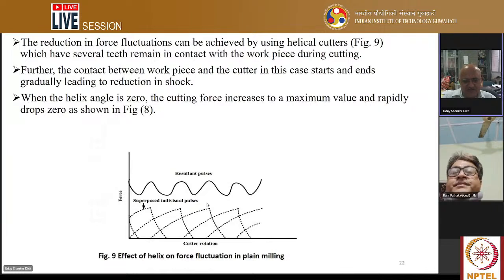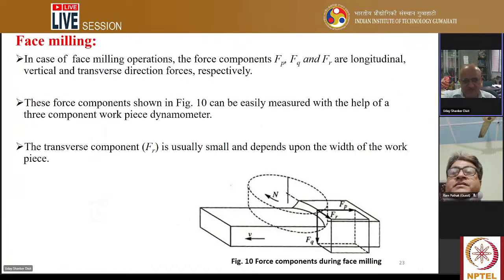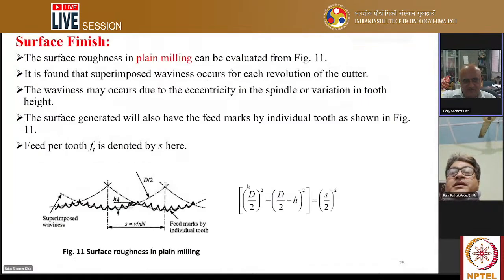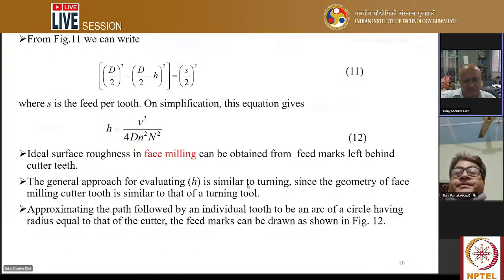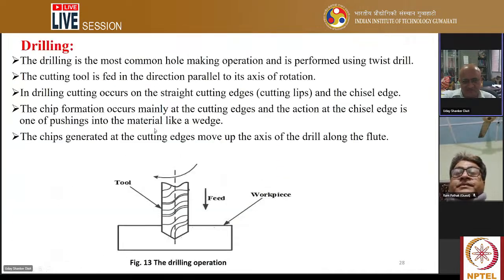Okay, and this is the effect of helix angle. Why do we want to have helical type of tooth? So that the fluctuation in force is reduced. Okay, because of helical action, at one place the force will be low, and at another side it will be high, and this is face milling. Okay, surface finish similar to that. Here also the expression comes. So you have seen that surface roughness.